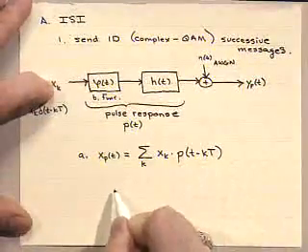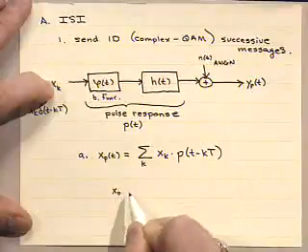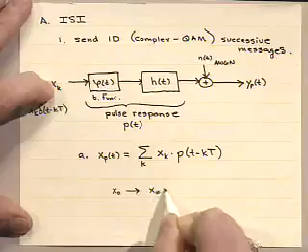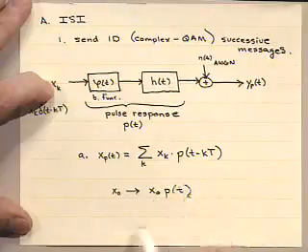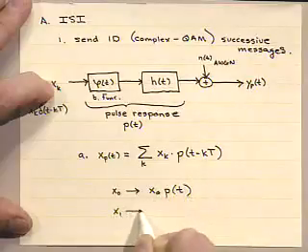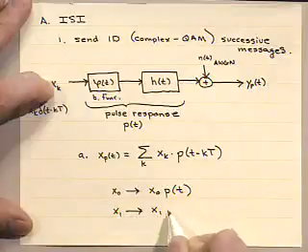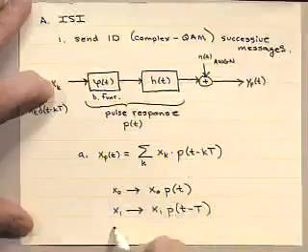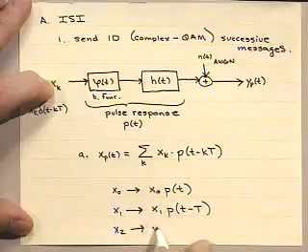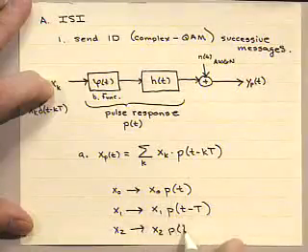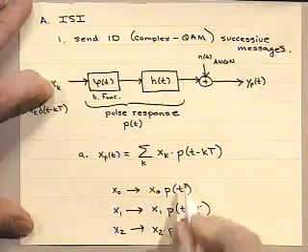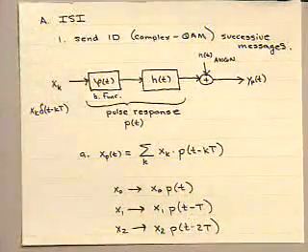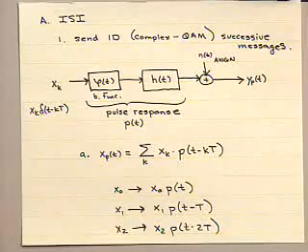And so what is happening here is that message x0 is providing an output x0 p of t, and message x1 is providing an output x1 p of t minus T, and so on. X2 would provide x2 p of t minus 2T. And the output is the sum of all these essentially modulated pulse shapes that are coming out of the channel.